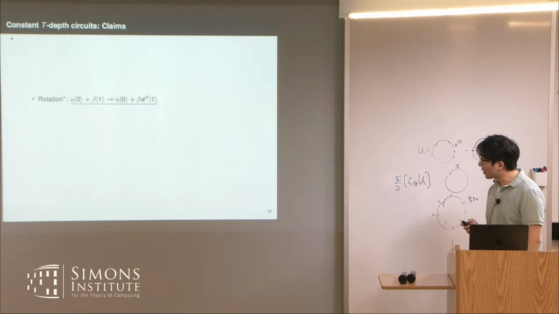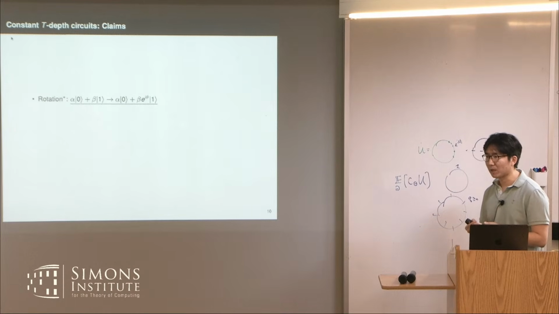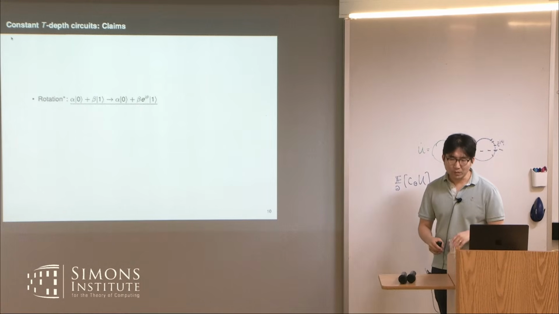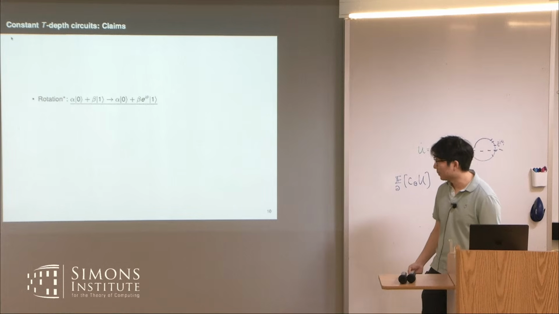What I want to tell you about today are some very basic subroutines, sort of the first thing that you would think about how to implement on a quantum computer, and argue that they can actually be realized in very low T-depths. Certainly much lower than I thought was possible.